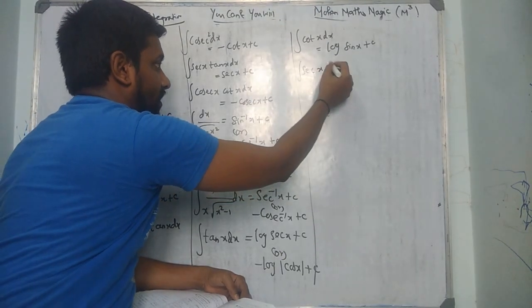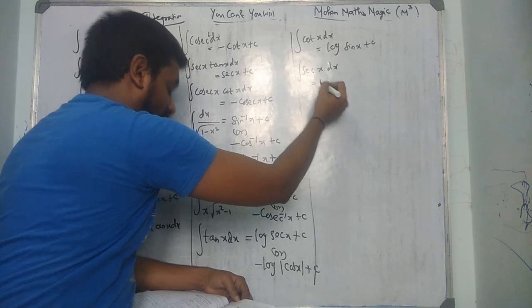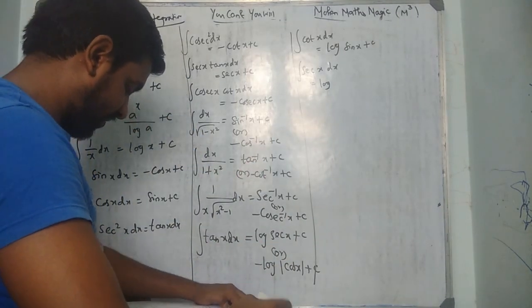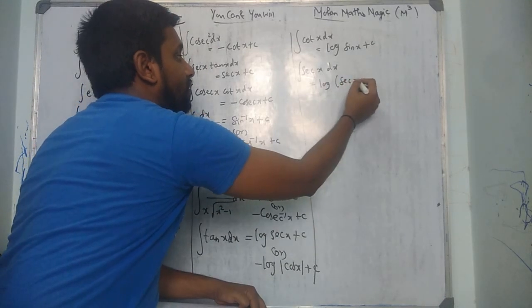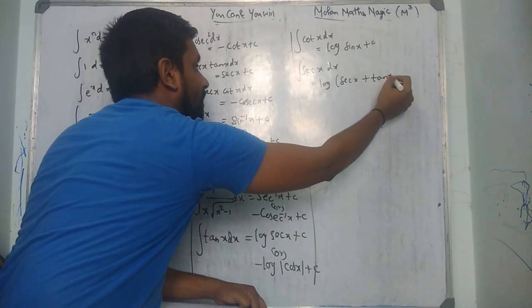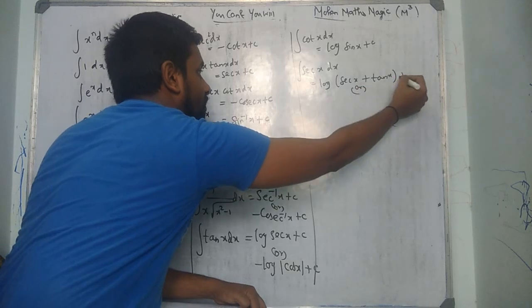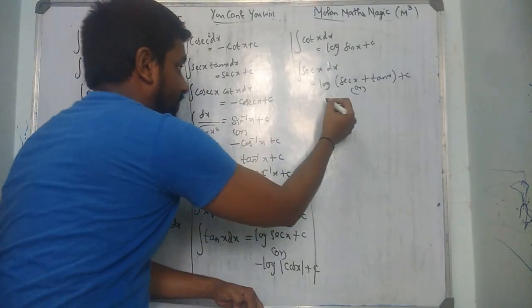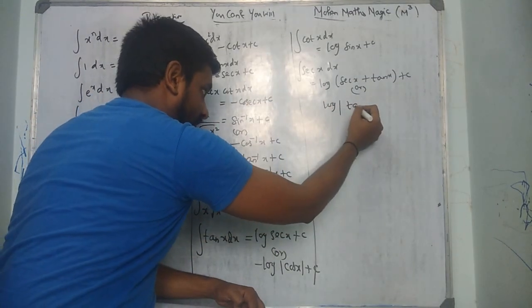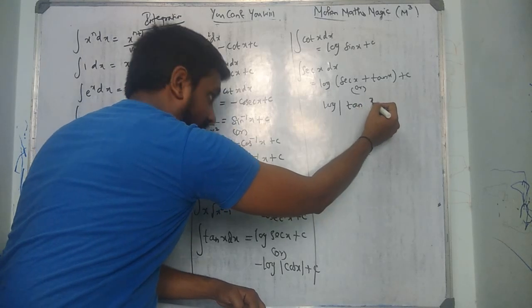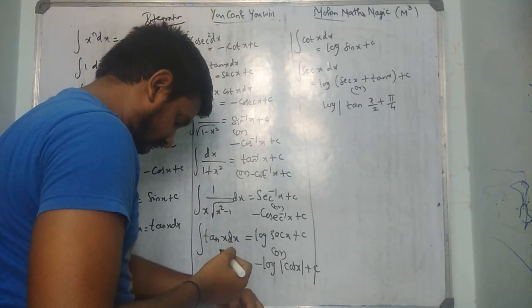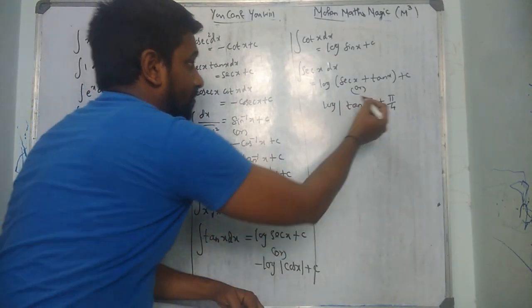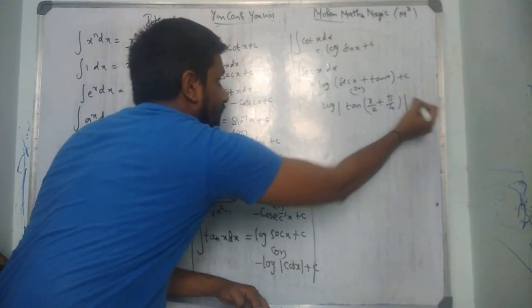Next one, secant x. So secant x integrate, you will get log of secant x plus tan x, plus c, you will put plus c, okay, or log of modulus tan of x by 2 plus pi by 4 plus c.